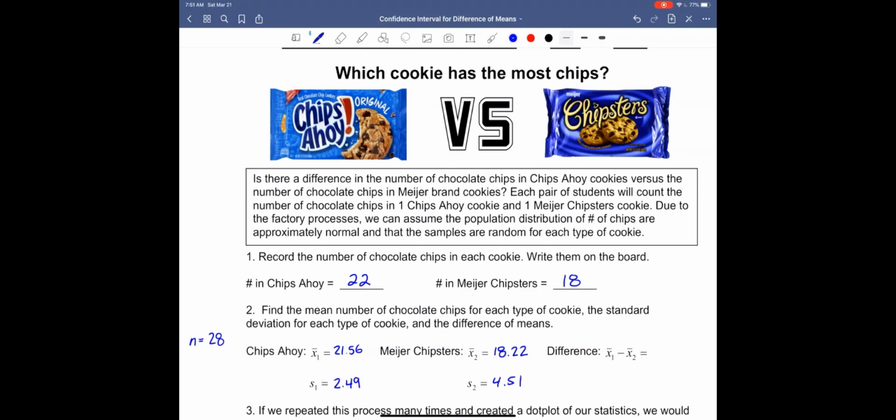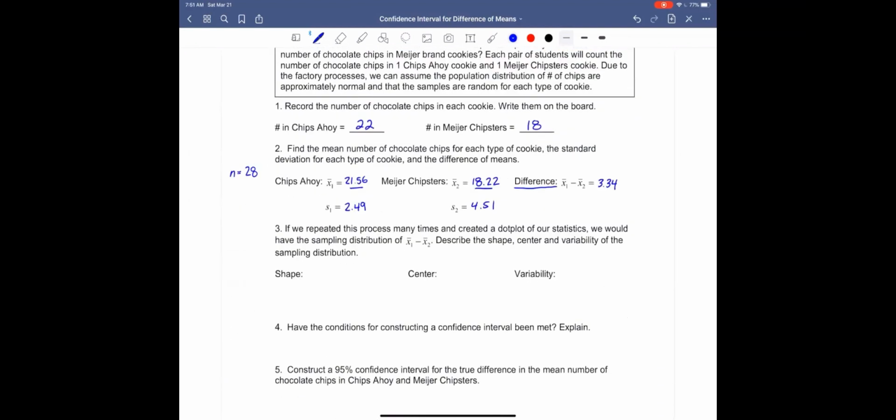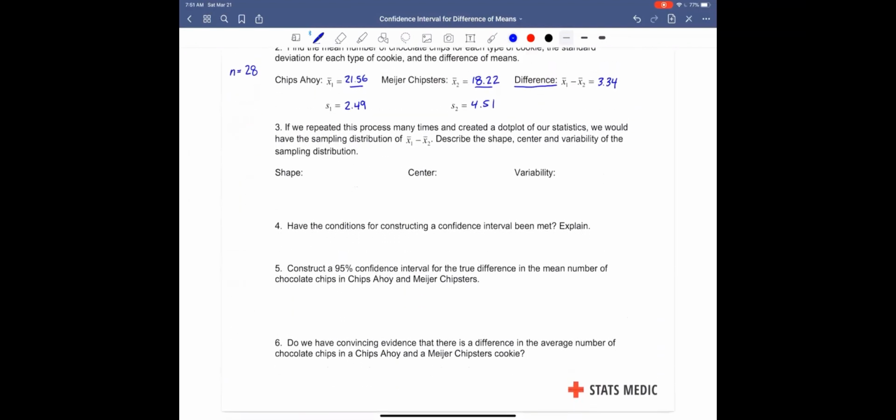Now the next thing we had to calculate here is the difference of the means. So we just had to take x1 bar and subtract x2 bar, and that's going to give us a difference of 3.34. So based on our sample, Chips Ahoy has on average about 3.34 more chocolate chips than Meijer Chipsters. Now you have everything that you need in order to complete the rest of the activity. So if you could do questions 3 through 6 on your own, try those out, and then come back to the video to see how you did. So go ahead and pause the video.